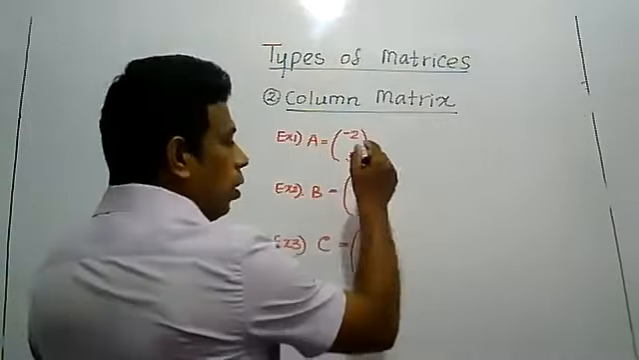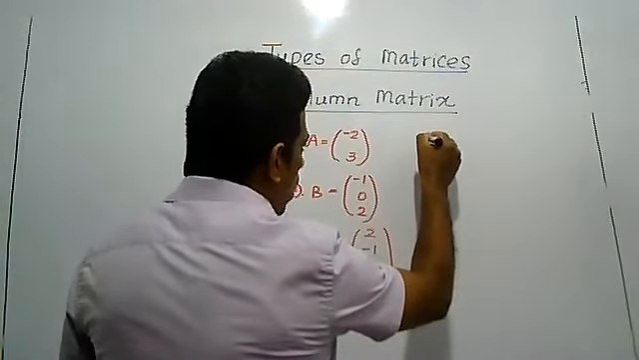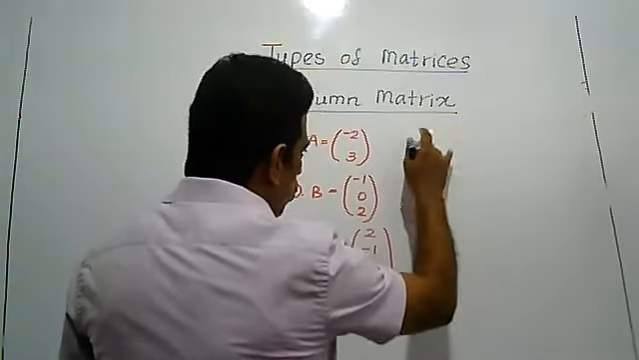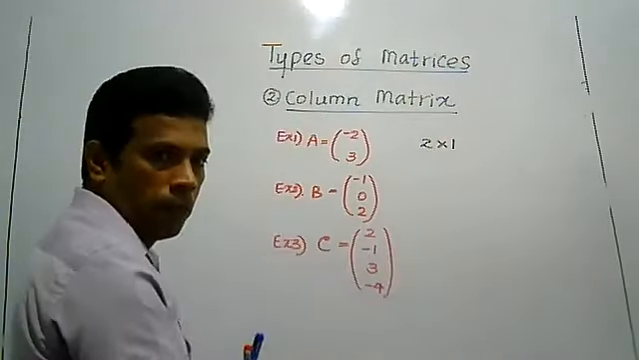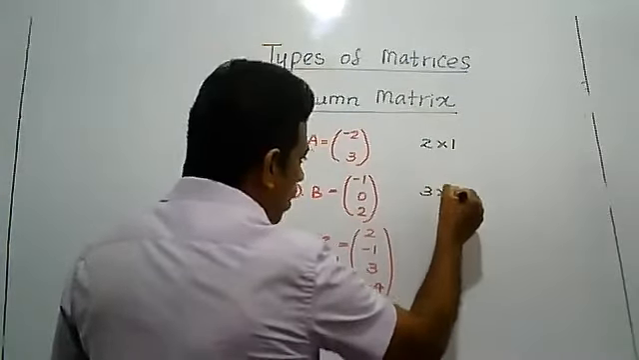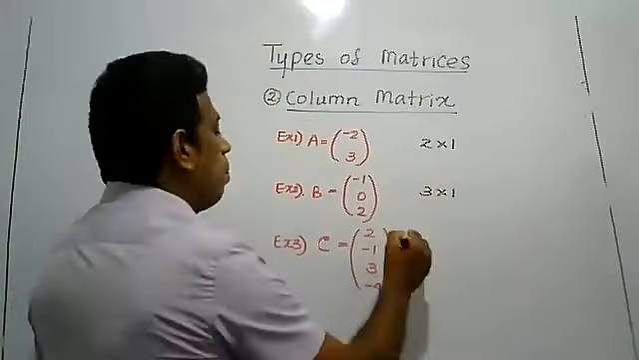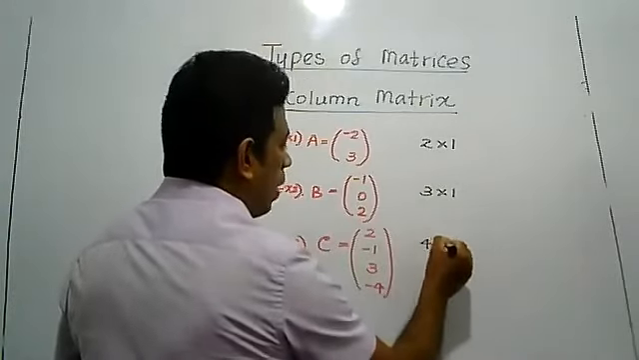Right now, matrix A order. If you write the order of matrix A, sorry, two rows and one column. Order of matrix B is three rows and one column. Order of matrix C is four rows and one column.